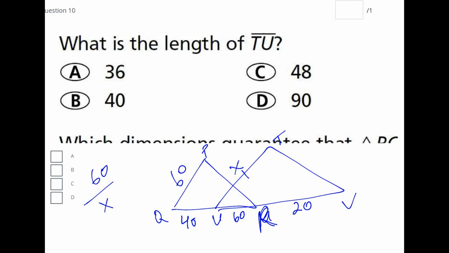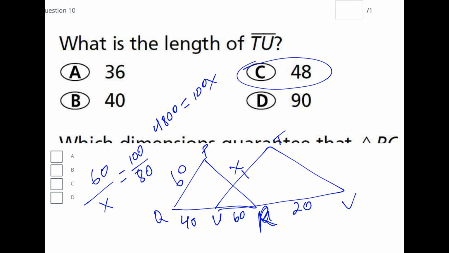In the PQR triangle, we had 60 plus 40, so that was 100. And in the other triangle, we had 60 plus 20, so that was 80. So if I look at the pattern here, it's 80% of that, so I see it's going to be 48. I could also cross multiply and get 4,800 is equal to 100x and divide by 100, and I get 48 is equal to x. Both of those methods work.